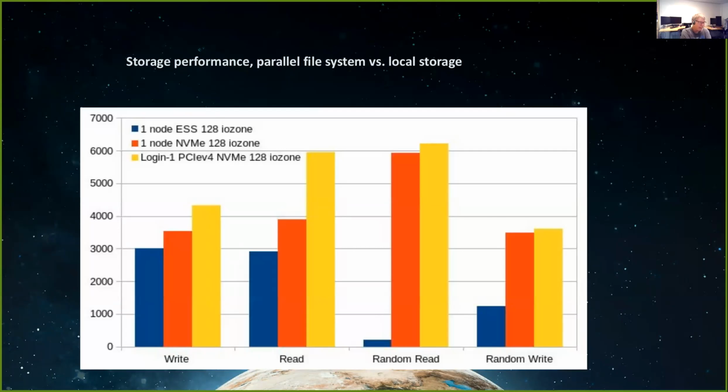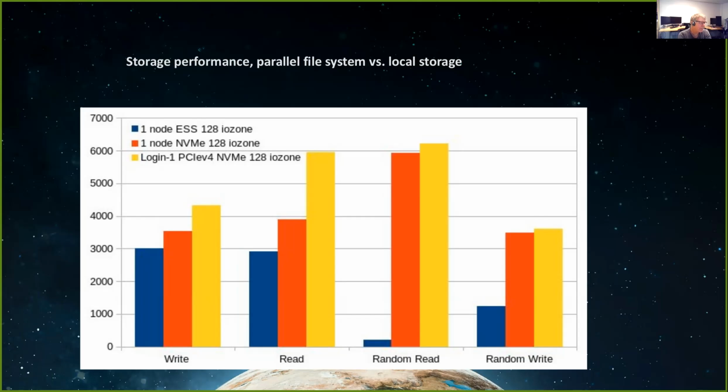This is another thing that I run on the local system here in Oslo, the Fox system. Here I schedule 128 IO zones on the ESS, the IBM Elastic Storage. So it's using the GPFS file system, and it's quite a nice storage system. You see that for random read, it's nightmarish. And you see that for random read, it's quite good using the NVMe.